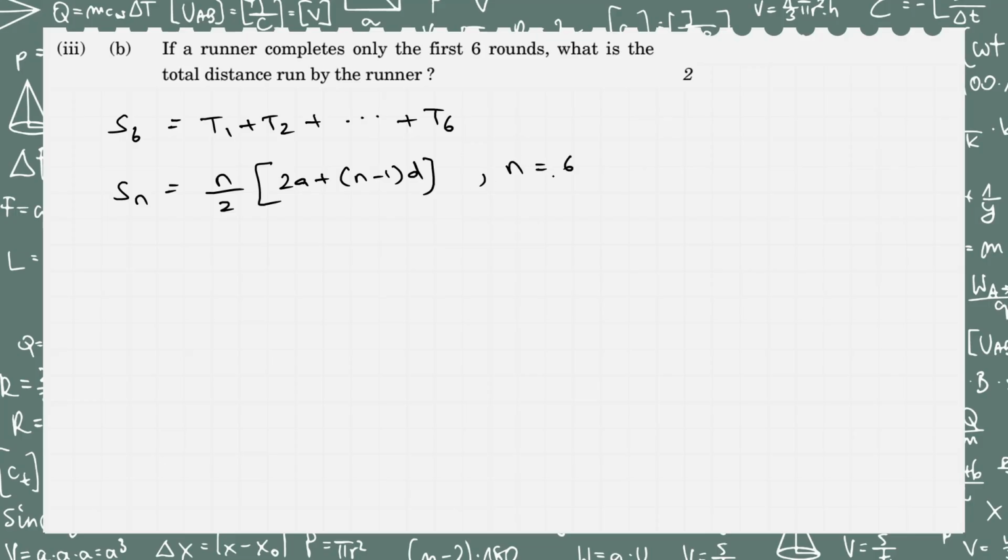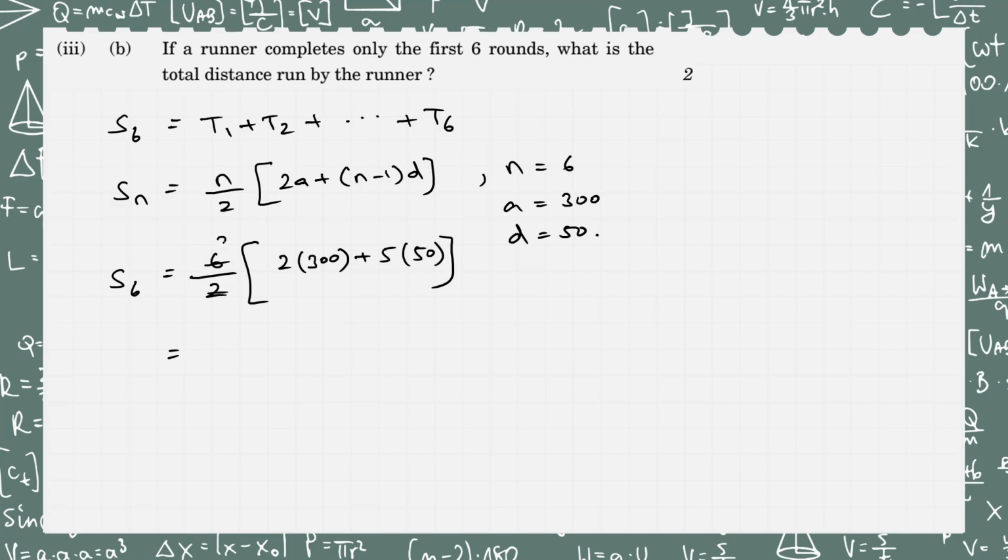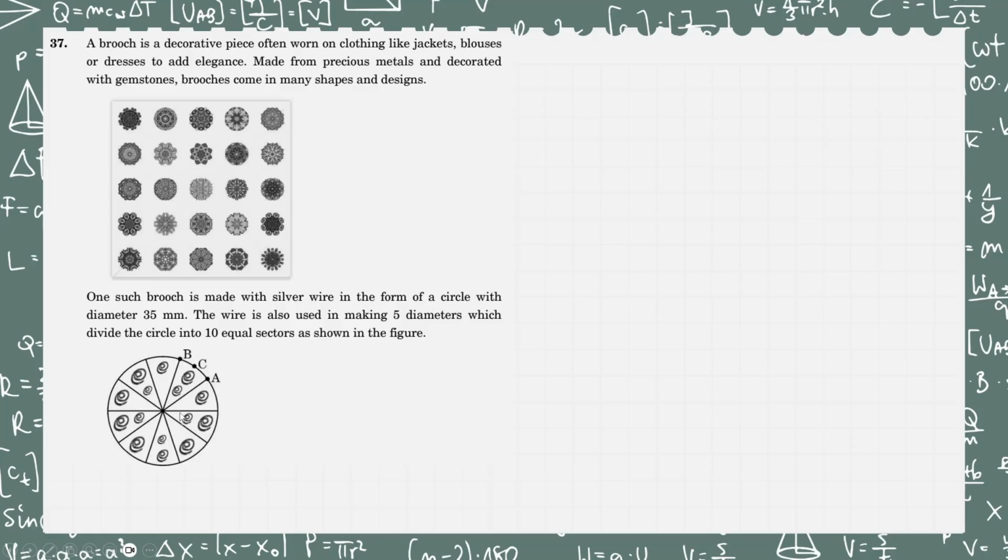Here n is equal to 6, a is 300 and d is 50. So S6 will be 6 by 2 into 2 times 300 plus 6 minus 1, which is 5, and d is 50. So this 2 and 6 can be cancelled, giving 3 times. So 3 into 600 plus 50 into 5, which is 250. So this is 3 into 850, which is 2550 meters. So that is the answer, right? So that completes the first case study.